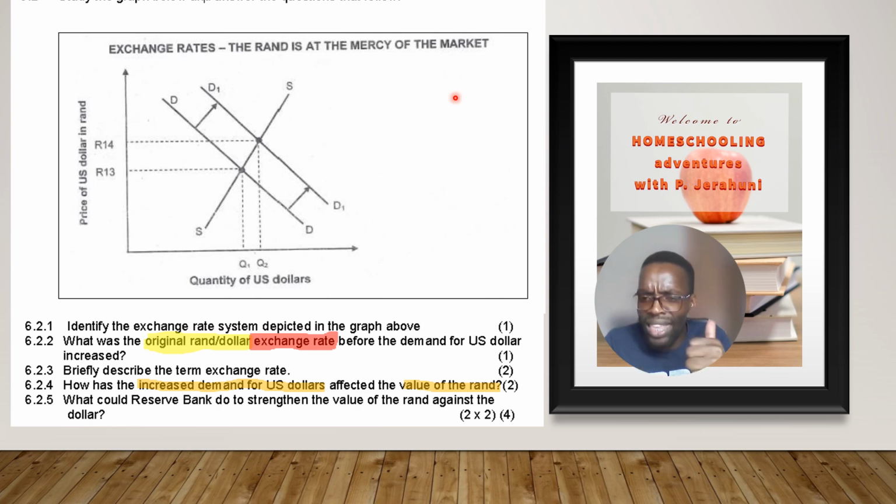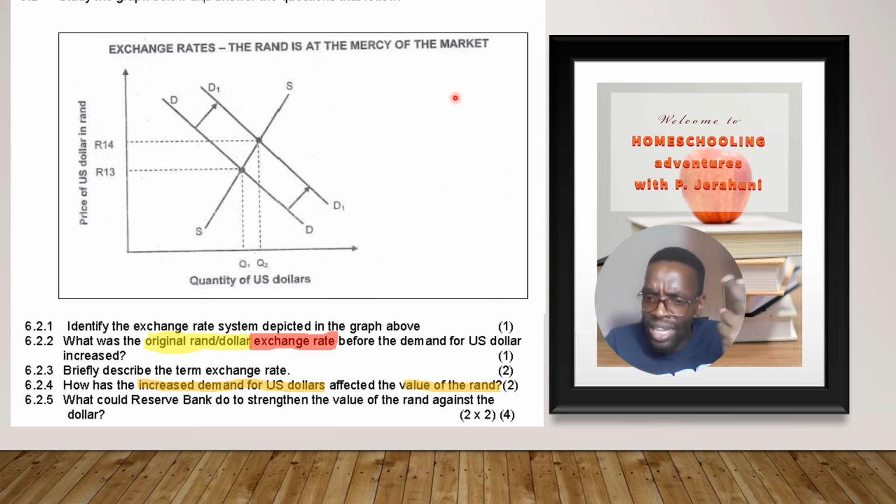So what did we say they can do? They can sell the foreign exchange reserves, the foreign currency reserves. In this case, we are talking about the US dollar. So we can sell the US dollar on the foreign exchange market. In so doing, we are increasing the supply of the US dollar, and at the same time it's going to strengthen our foreign exchange. Even those people that want to buy US dollars from us are going to demand our currency. So it strengthens our rand against the dollar.